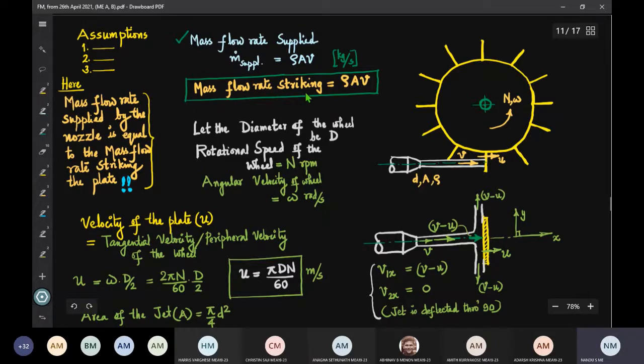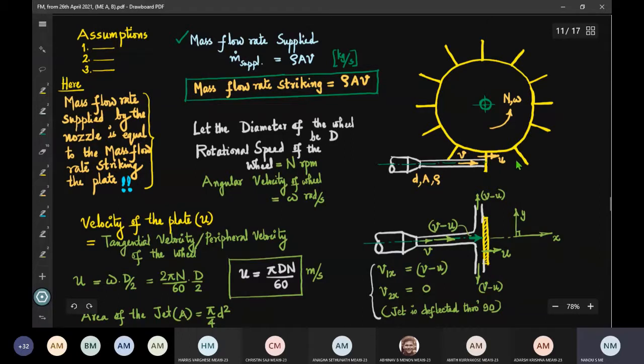Mass flow rate supplied, we know that is rho AV. But a very important thing is this one. The remarkable difference you have to keep in mind is that mass flow rate striking is also equal to mass flow rate supplied. You know why? Because when the jet strikes one vane and that vane moves away, the next vane, in no time, takes its position. So the jet is continuously hitting a vane in front of it. One vane moves away, the next one takes its position, and the process continues.